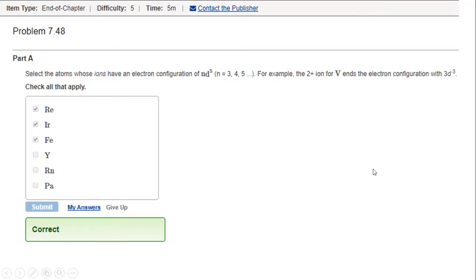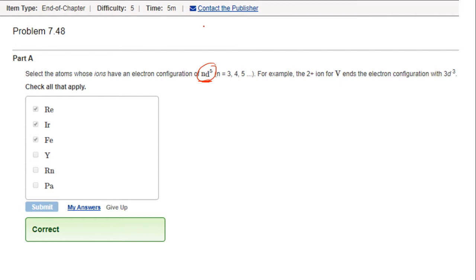So I had some questions about problem 7.48, and the first thing to remember: what atoms can form ions with an electron configuration of nd5? So we're starting with metals. Metals are going to lose electrons, so we're going to have to start with neutral atoms that have more than this electron configuration, allowing us to lose a few to obtain this electron configuration.